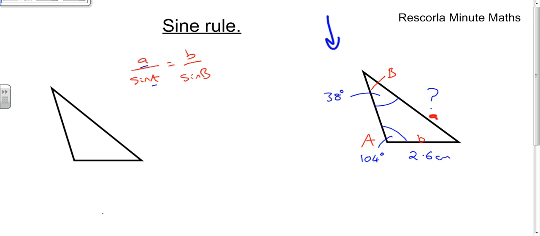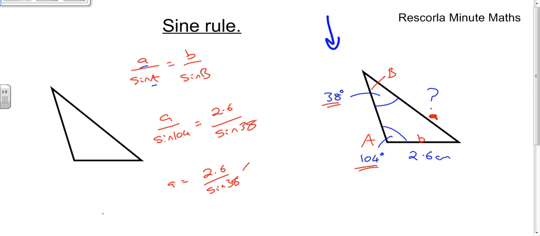So we're going to write A over sine A, so that's going to be sine 104, equals B, which is the length, 2.6 over sin of the opposite angle, so that's sin 38. What we're then going to do is A equals 2.6 over sin 38 times by sin 104. And if you do it properly, that gives you 4.10. It's 4.097. That rounds to 4.10 centimeters.